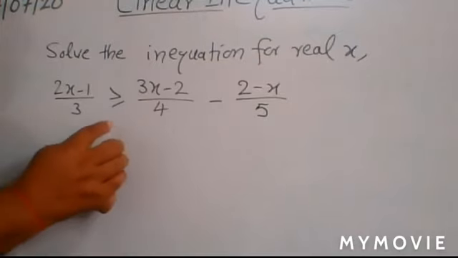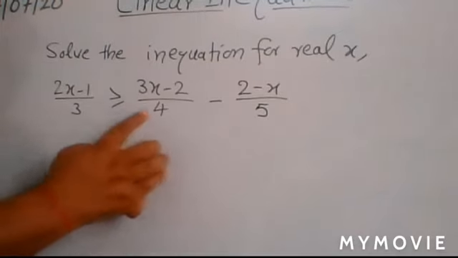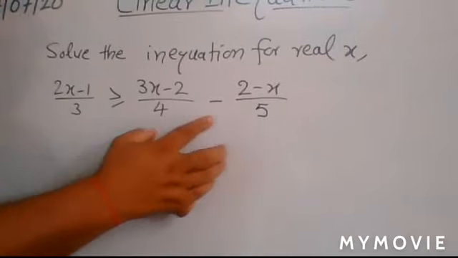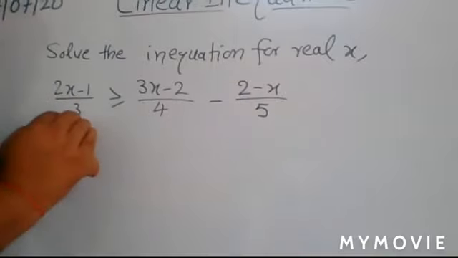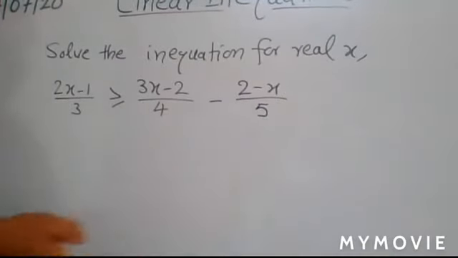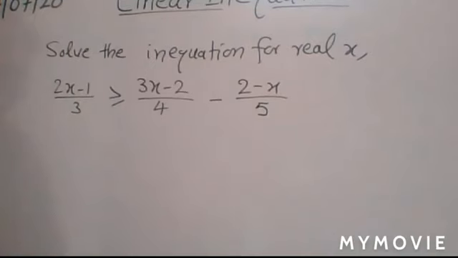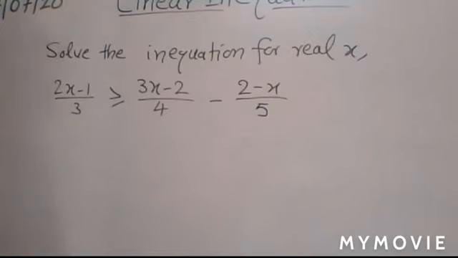So again, here you see, you have 3, 4 and 4, 5 on this side. So the overall LCM of 3, 4, 5 is what? LCM of 3, 4, and 5. 60. Okay, their LCM is 60. So you multiply by 60 on both sides.